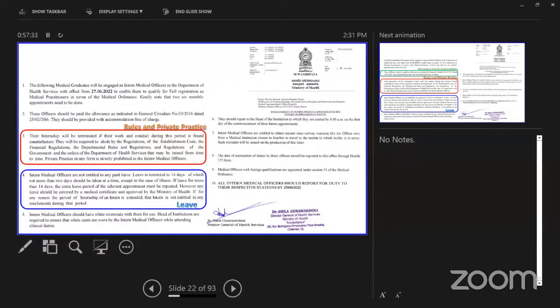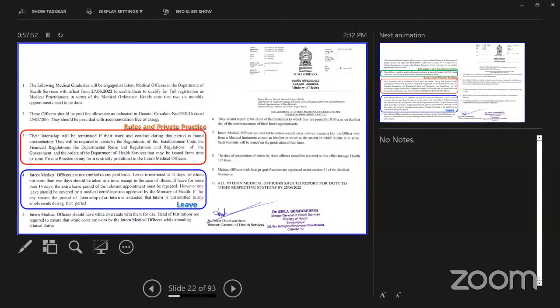Then leave. Intern medical officers are not entitled to any paid leave. Leave is restricted to 14 days, of which not more than 2 days should be taken at a time, except in the case of illness. If leave is more than 14 days, the extra leave period of the relevant appointment must be repeated.